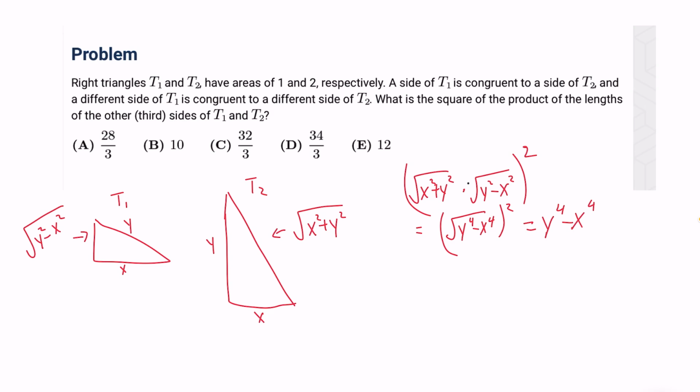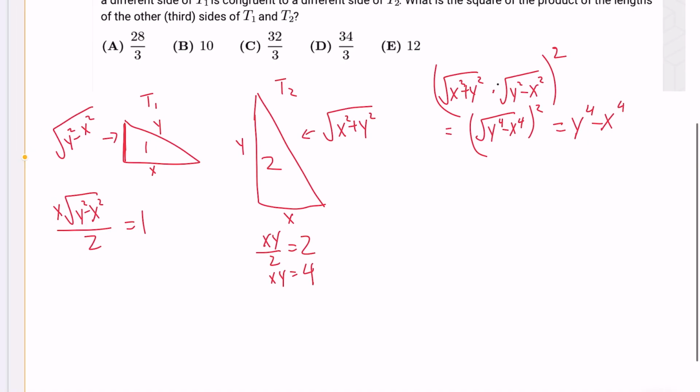Well, we can now use the areas that we're given, which is that T1 has area of 1, T2 has area of 2. If T1 has an area of 1, that means the base times the height divided by 2 is 1. The base is the square root of y squared minus x squared, times the height, which is x, divided by 2. This is equal to 1. And for T2 it's easy: x times y divided by 2 is equal to 2. So that means that x times y is 4.